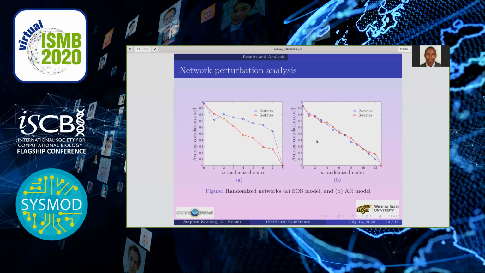Figures A and B show the average correlation plots between the inferred marginals and the observed experimental states with increasing number of randomized nodes. In general, with increased randomization, the average correlation coefficients decrease. We deduce that random gene regulatory networks are inconsistent too and do not adequately explain the gene expression profiles.